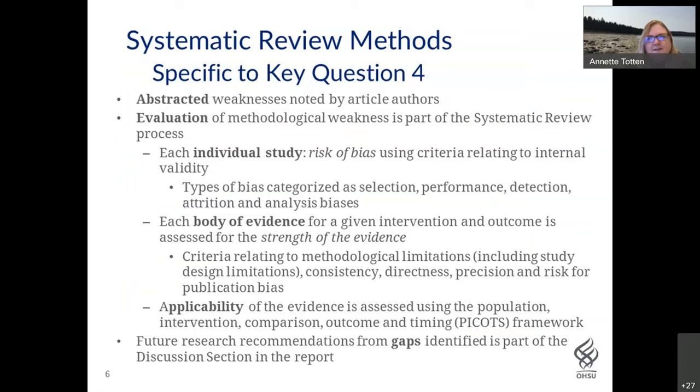If you'd go to the next slide. So there are some specific differences for this key question. One is we basically took a two-pronged approach. First of all, those of you who spend time reading research know that a lot of times authors mention some of the challenges in the limitation section. So as we were reading the effectiveness studies and the other studies we included, we abstracted the weaknesses noted by the researchers themselves. But then as part of a systematic review, we evaluate methodological weaknesses as part of the process. Studies are assessed for risk of bias using criteria related to the types of studies they are. So the criteria for an RCT is a little different than the criteria for an observational study.